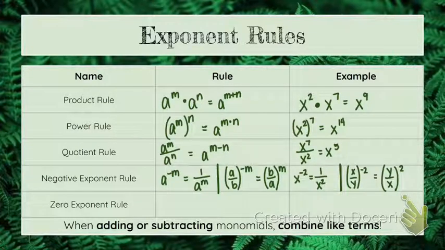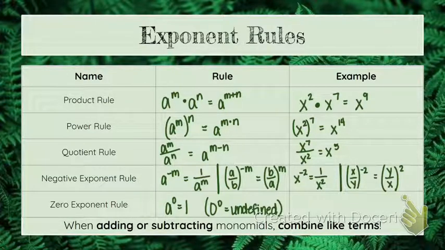And finally, the zero exponent rule. This says that a to the 0 power is always equal to 1. The only number this is not true for is 0. 0 to the 0 power is undefined. But everything else to the 0 power is equal to 1, and that is just a rule that you have to remember. So even if we have 7x squared to the 0 power, that still equals 1.